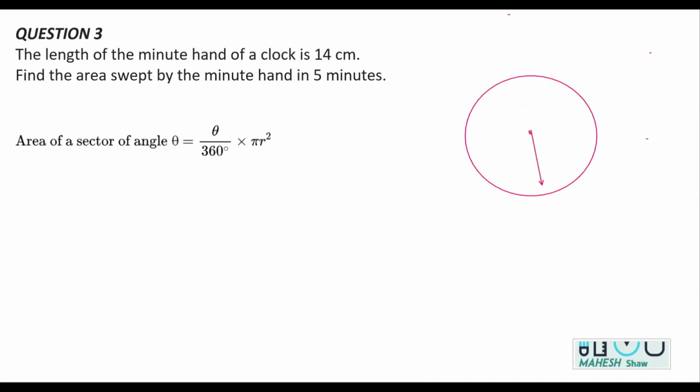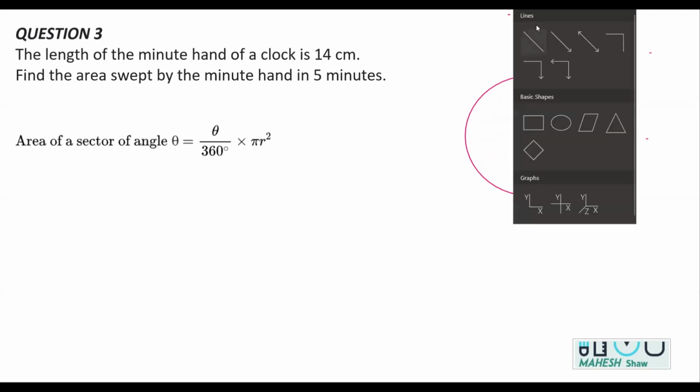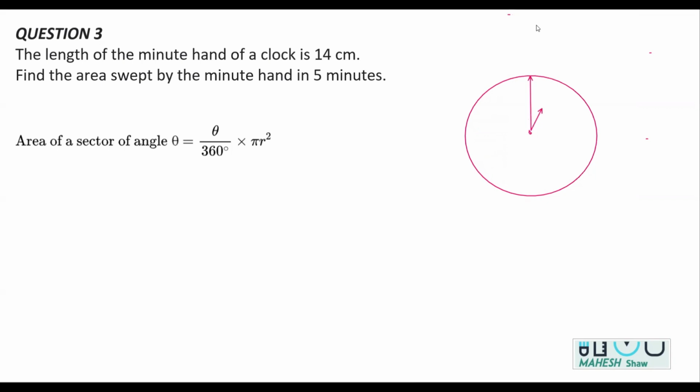As you know, in one complete revolution, it makes an angle of 360 degree. That means it takes 60 minutes to make 360 degree, and we need 5 minutes. That means 5 minutes will be from here to here, and we have to find the area swept by this minute hand in these 5 minutes. That means we have to calculate this area, which is clearly a sector. So we'll actually be finding the area of this sector.